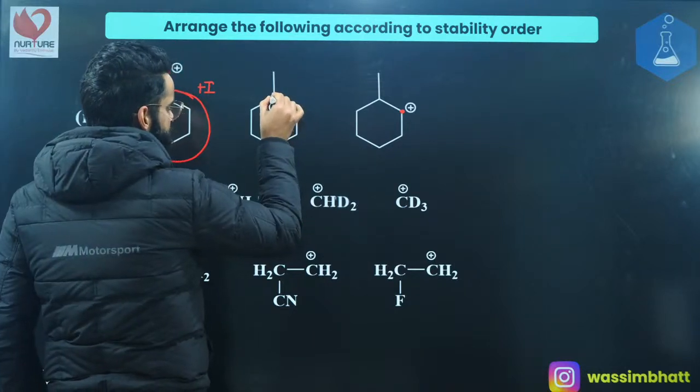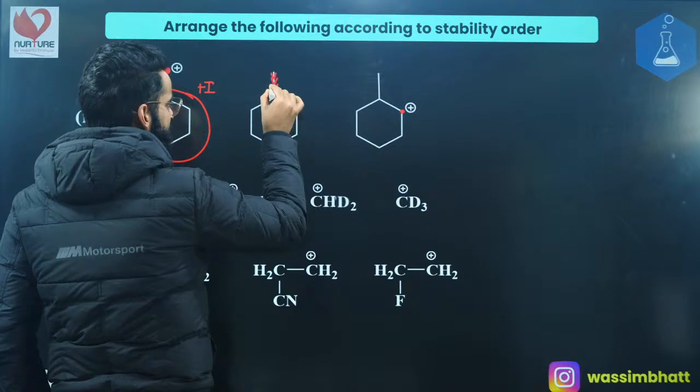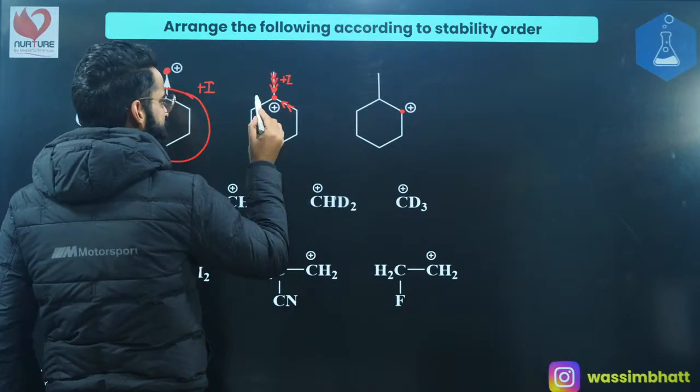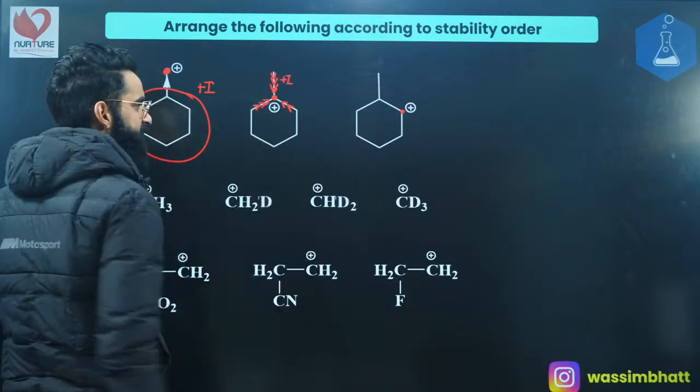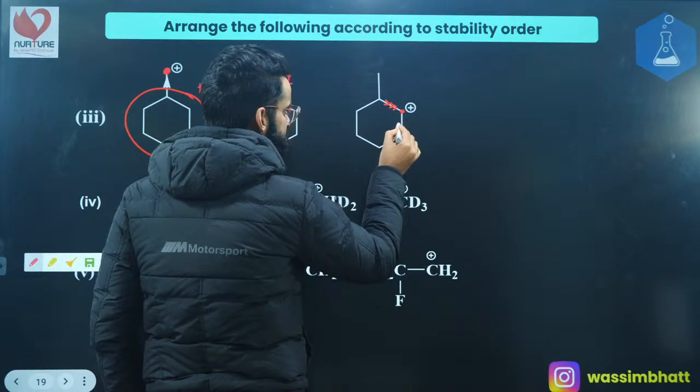This carbon is having positive charge. So on this side there is an alkyl group which shows plus I. On this side also it will be getting some sigma electrons. From this side also it will be getting some sigma electrons. On 2 sides it will be getting the sigma electrons.